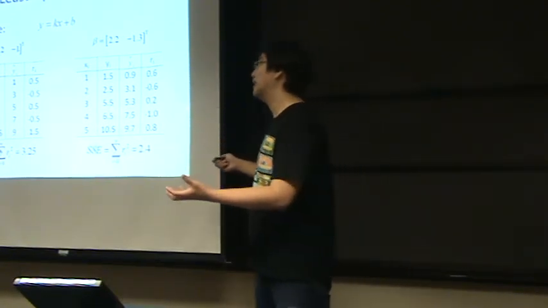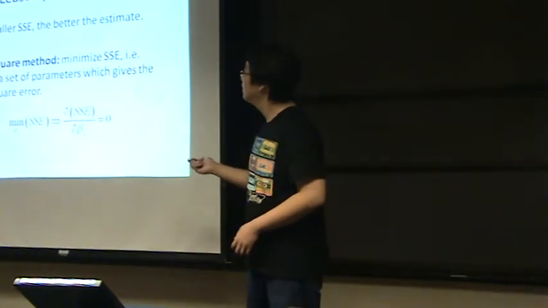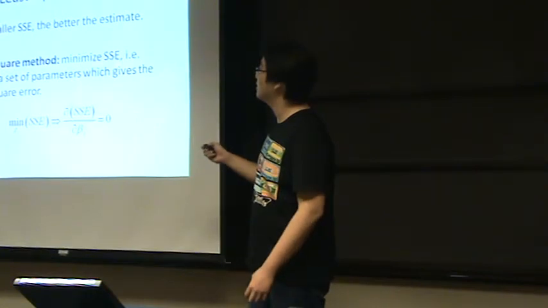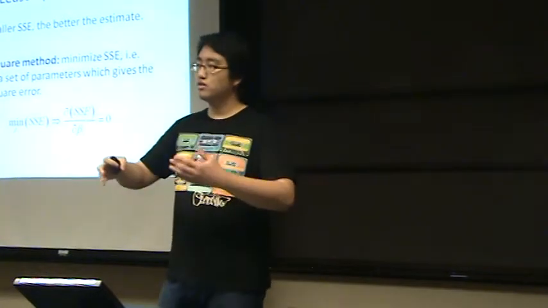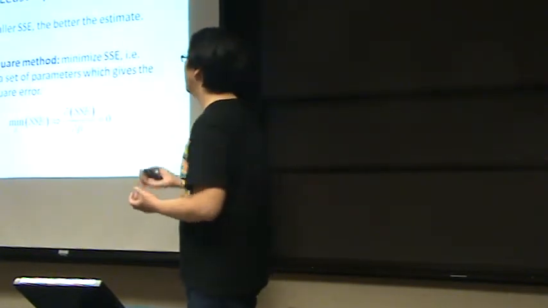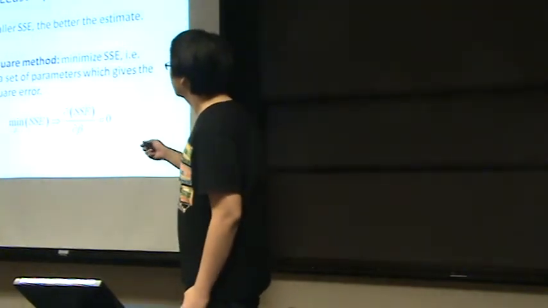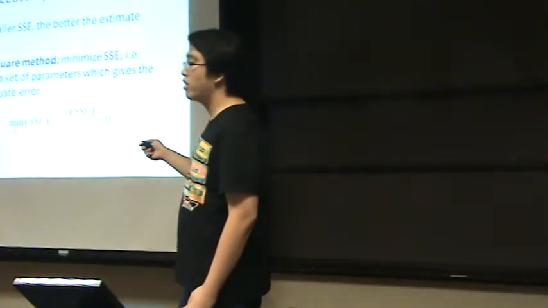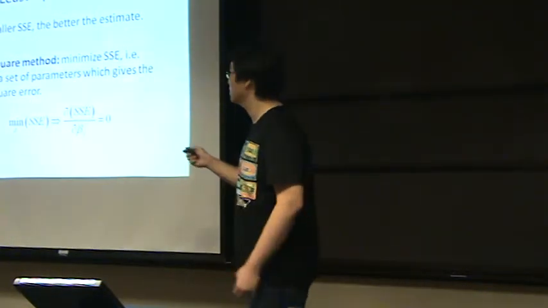We see that the different parameters will have different SSE. Okay, so the smaller the SSE, the better the estimate. Now, so our goal is to minimize this SSE. When I got the minimum SSE, we got the best estimation. So that's why it's called least square method. That means we need to get the least square of errors.